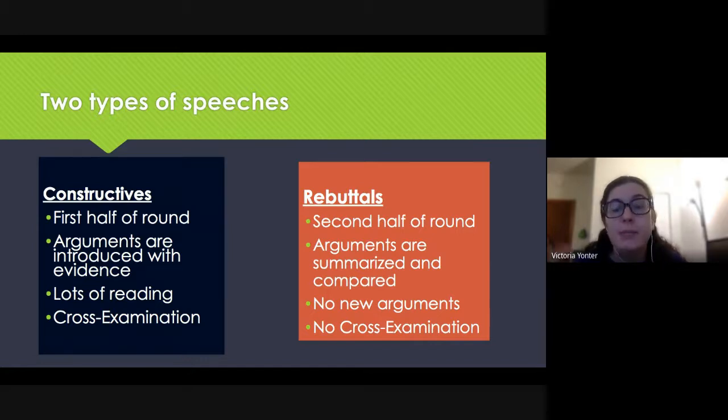There shouldn't be any major new arguments in the rebuttals, especially not the last two rebuttals. There simply isn't enough time for the other team to respond. Or in the case of the very last speech, you can't bring up a new argument because the other team can't respond at all. And then there's no cross-examinations between those.